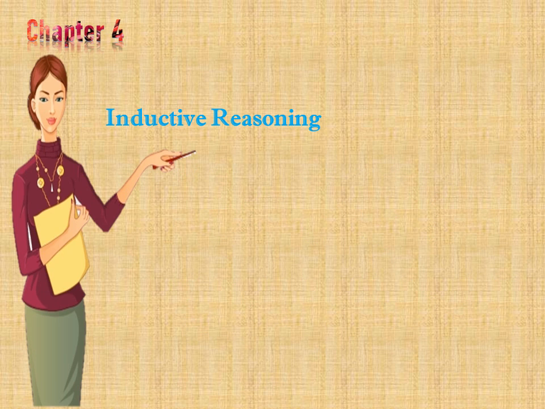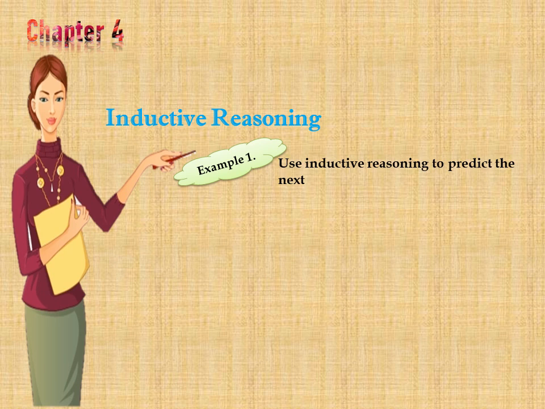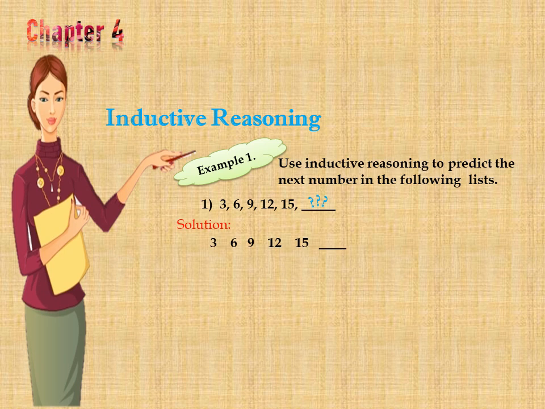For our first example, use inductive reasoning to predict the next number in the following list. For the first one, we have the given sequence 3, 6, 9, 12, 15. So i-identify natin kung ano ang next number after kay 15. So to solve that one, copy lang natin yung sequence ng number, no? Yan.